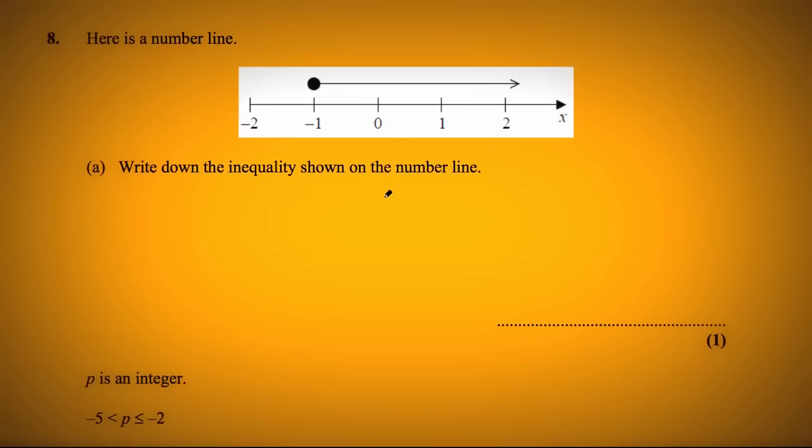Question 8, here is a number line. Write down the inequality shown on the number line. So x is obviously to the right of, so greater than minus 1, and because it's shaded in here, that means it's greater than or equal to minus 1. The minus 1's included. If it had been open, it just would have been x is greater than minus 1.